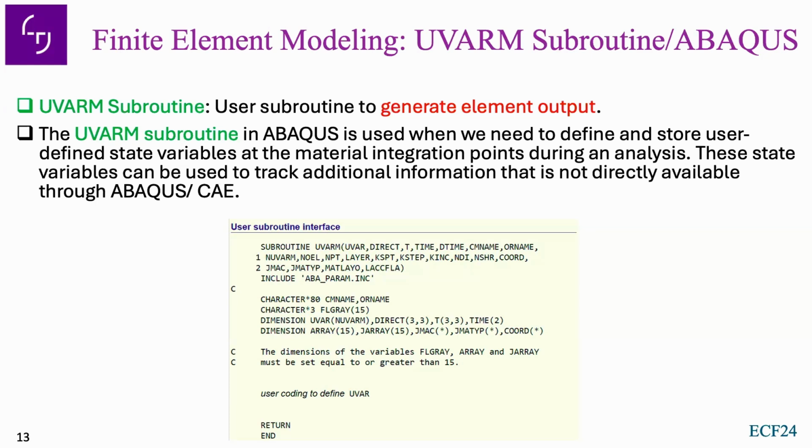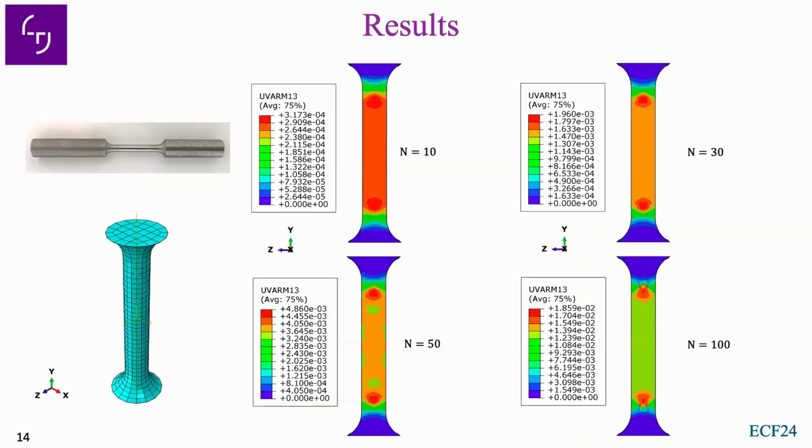The Abaqus subroutine is used when we need to define and store user-defined state variables at material integration points during an analysis. These state variables can be used to track additional information that is not directly available in Abaqus CAE. This is a sample of the interface. Based on the experimental specimens, we modeled this specimen in Abaqus, and we obtained SDV13, which means damage, for different numbers of cycles.